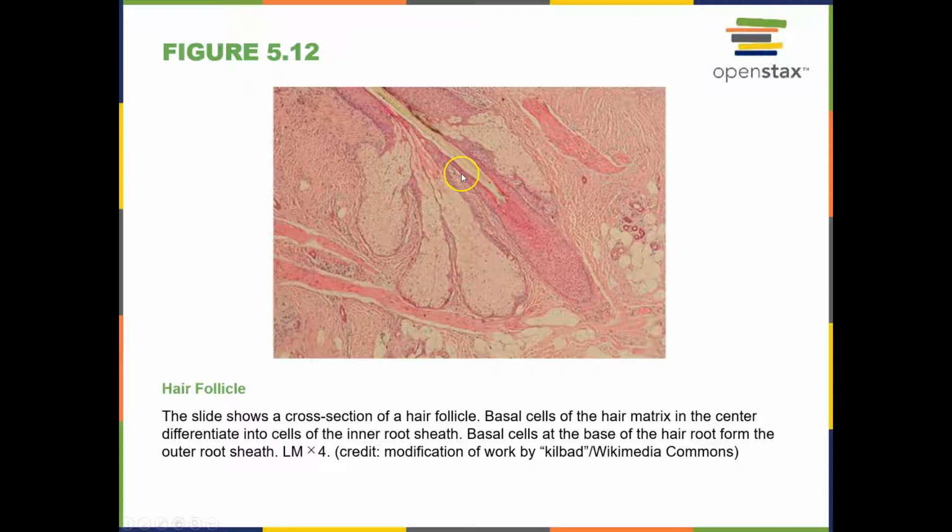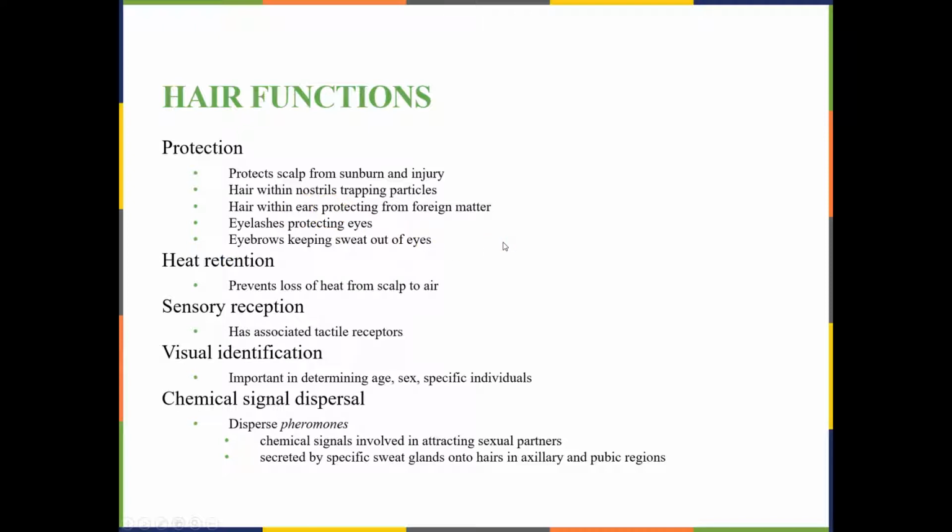So hair has multiple functions. It functions in protection. That's probably the first thing that it does. It protects us from injury. Think of eyebrows when you're sweating, keeps the sweat from getting into your eyes. Eyelashes do the same. We have hairs in our nose, we have hairs in our ears that trap dust particles or potential insects, bacteria, whatever, and keep them from getting into the body.